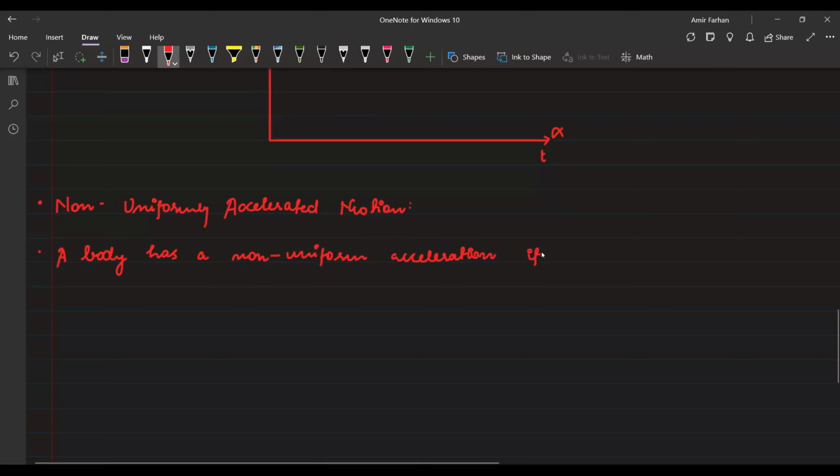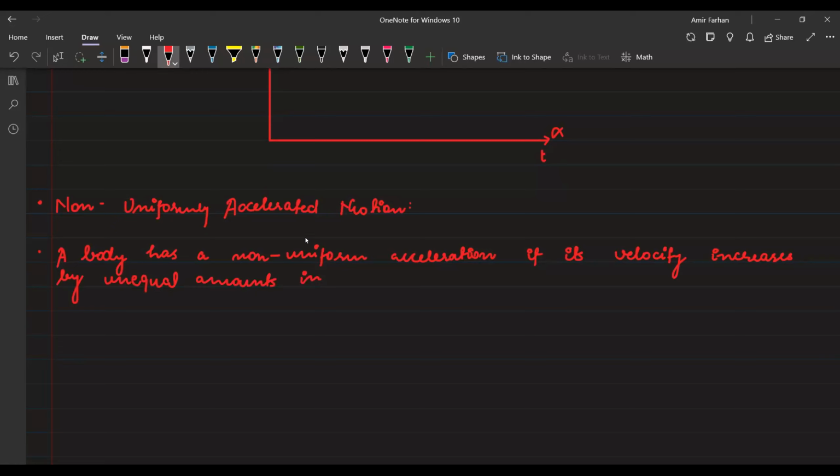acceleration if velocity increases by unequal amount. ठीक है? In equal interval of time.